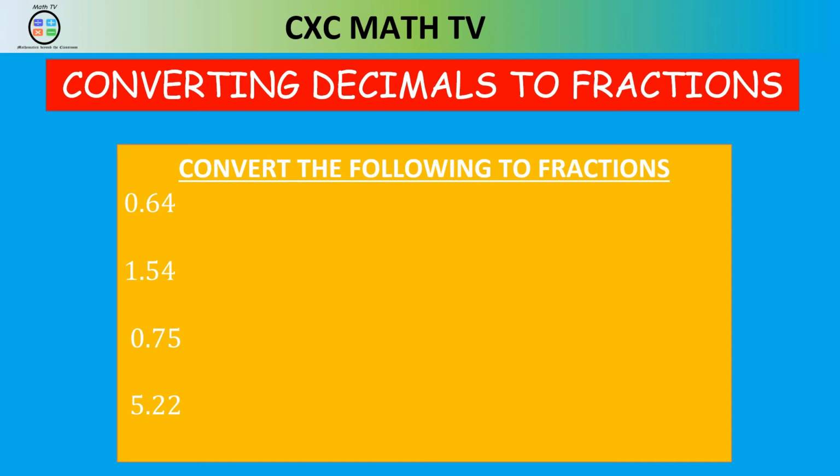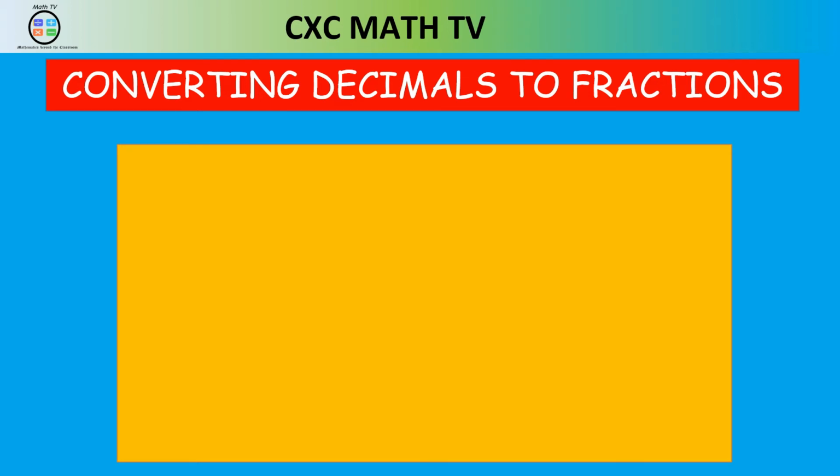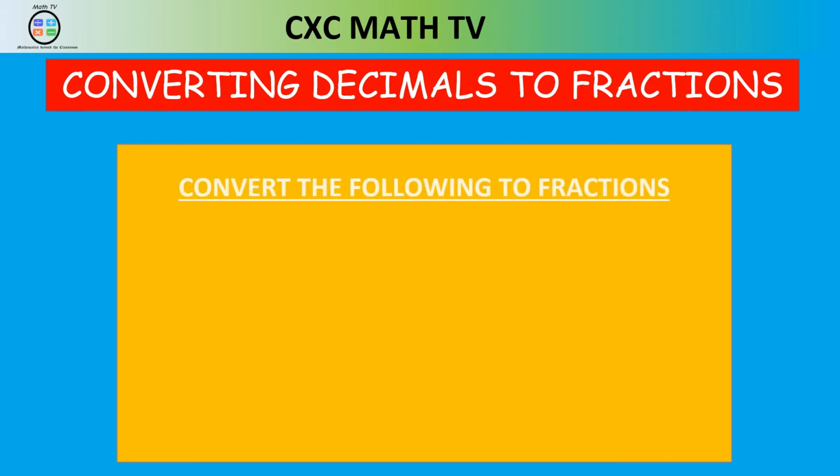Let's start with the first one. So the first one, 0.64, that is what? 6 tenths and 4 hundredths. But in reality, this is just 64 hundredths, over 100. Once we're dealing with hundredths, it's all over 100. So that's 64 over 100.